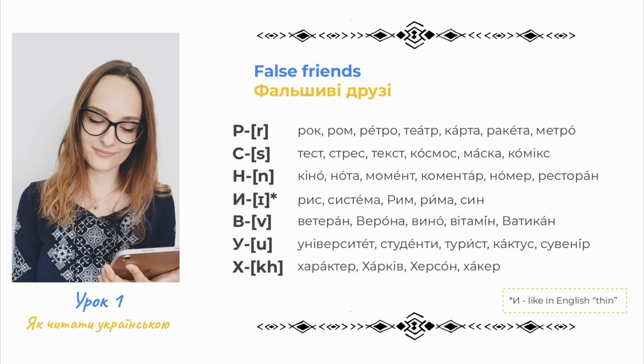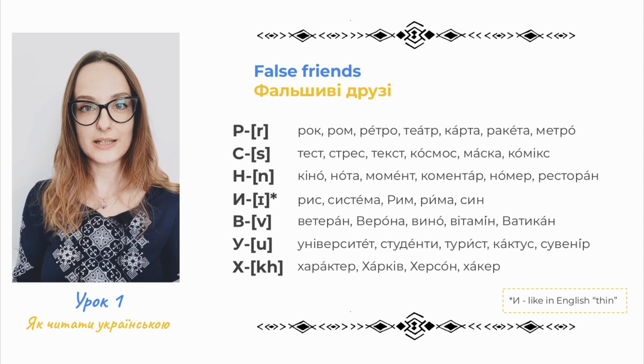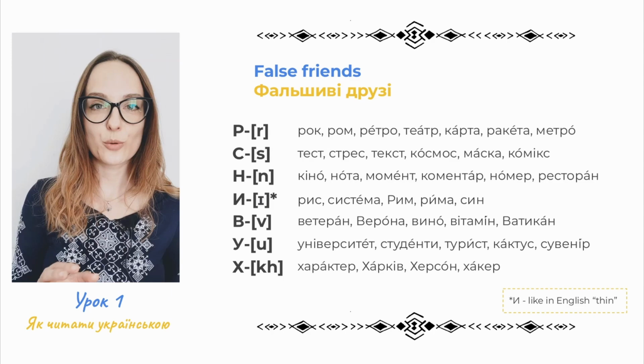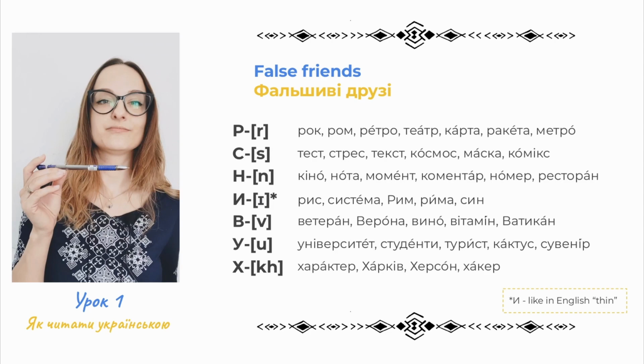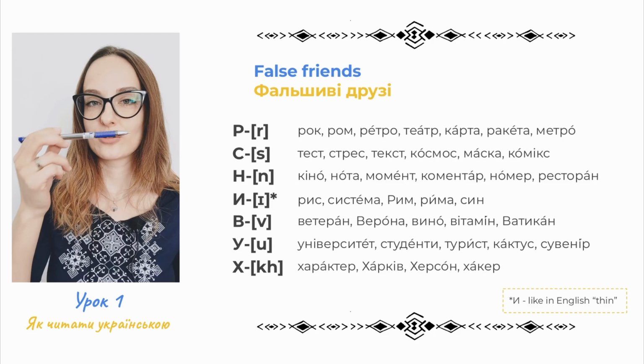The next letter resembles English U, but it has the sound U in Ukrainian. This is letter U, a vowel. If you have problems with saying this sound, you need to do a small exercise. Take a pencil or a pen, put it in your teeth like this, and try to say sound E, which you can say, but try not to touch the pen with your tongue.